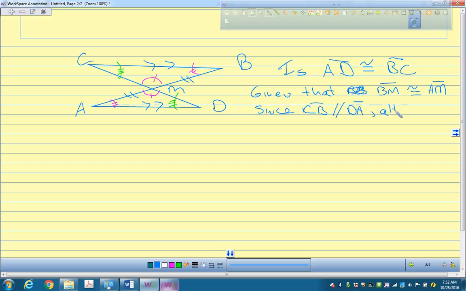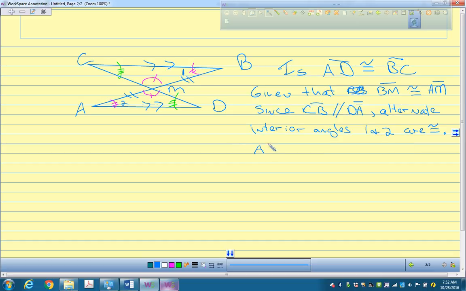Alternate interior angles. Let's just call this, I'm going to cheat, angle 1 and angle 2, okay? Alternate interior angles 1 and 2 are congruent, okay?